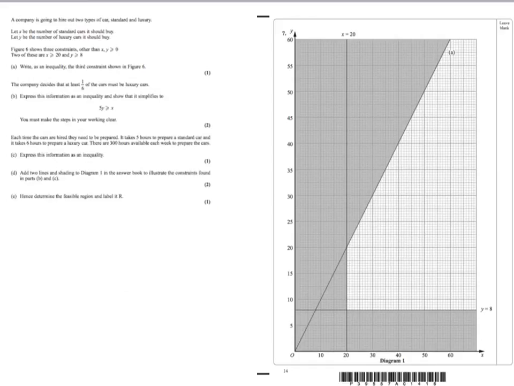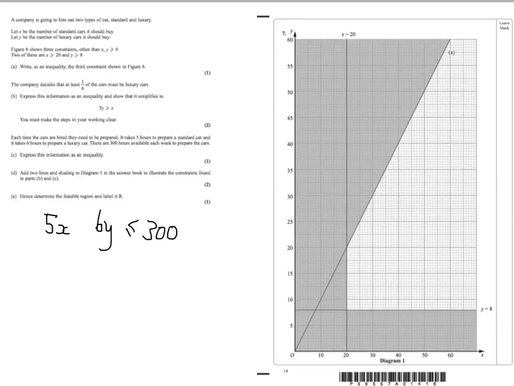So here we've got a constraint which is all to do with time. We've got a maximum of 300 hours. So we know that whatever we do has to be less than or equal to that time, because we cannot go over those 300 hours. Now, how can we use that time? Well, it depends what we do with it. For every time we've got a standard car, that's going to take up 5 hours. So that's going to be 5x. Every time that we prepare a luxury car, that's going to take up 6 hours of our time. So that's 6 times whatever our number of luxury cars is. So that's 6y.